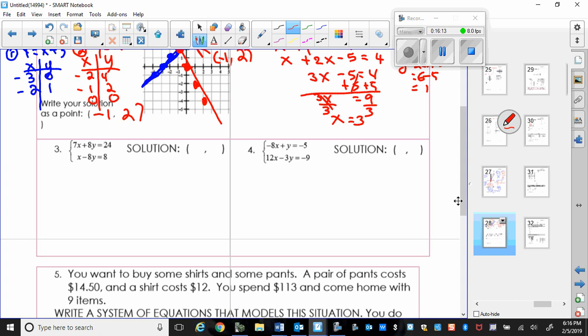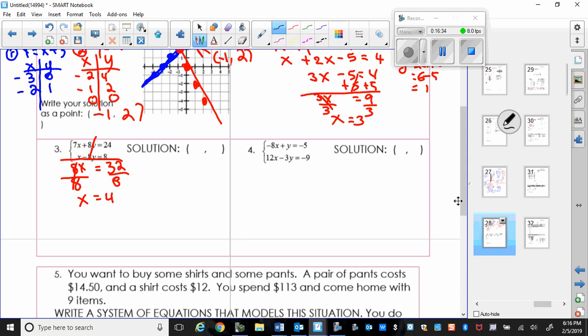So I have what I need. It's already set up for me. So 7x plus 1x is 8x equals 32. Divide both sides by 8, and x equals 4. Easy stuff. Now I need to find what y is.